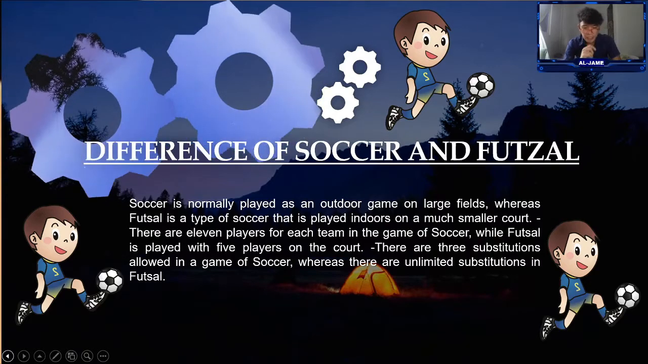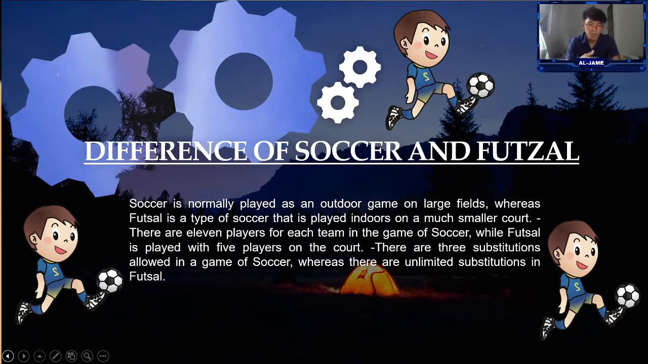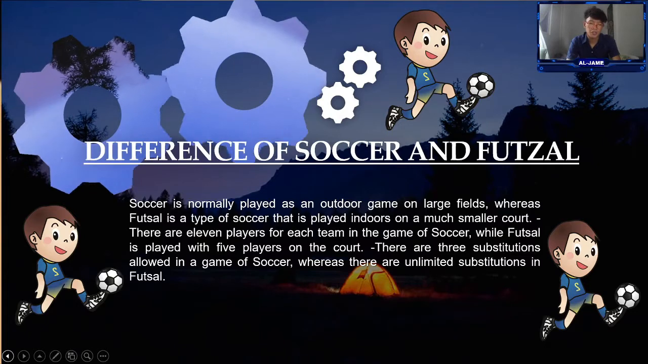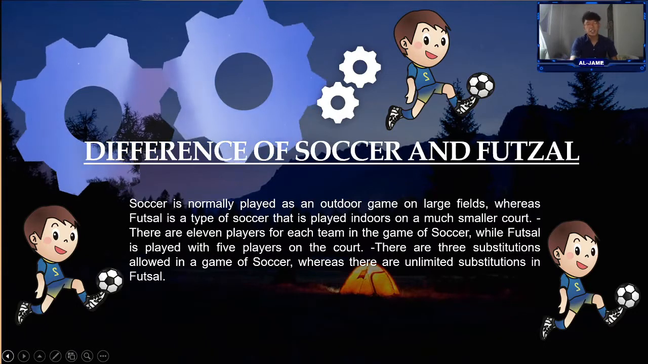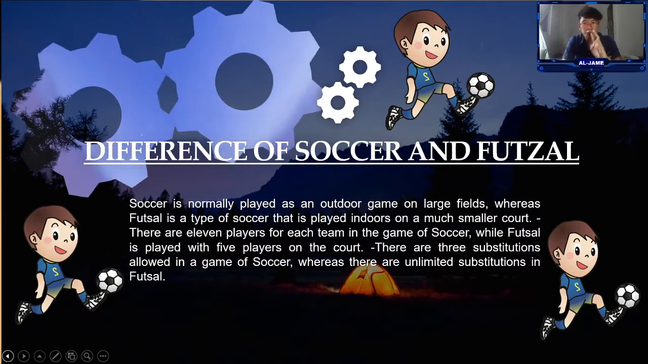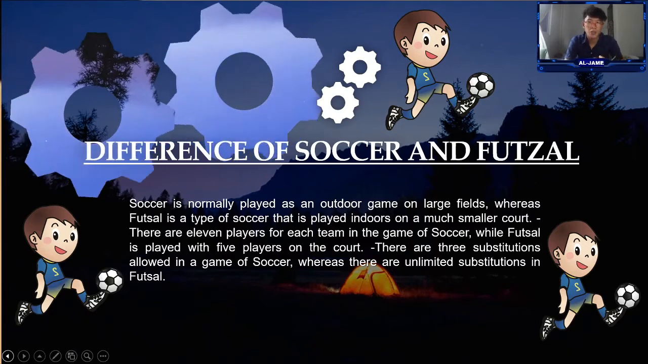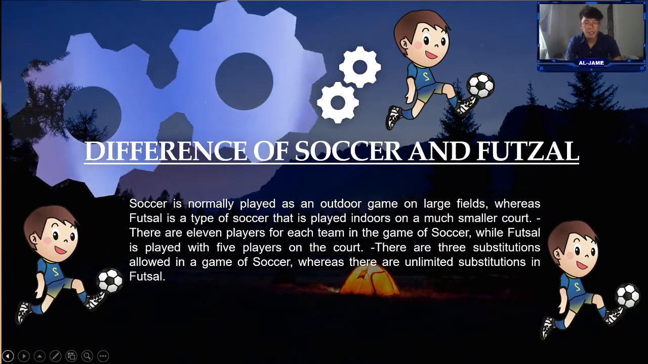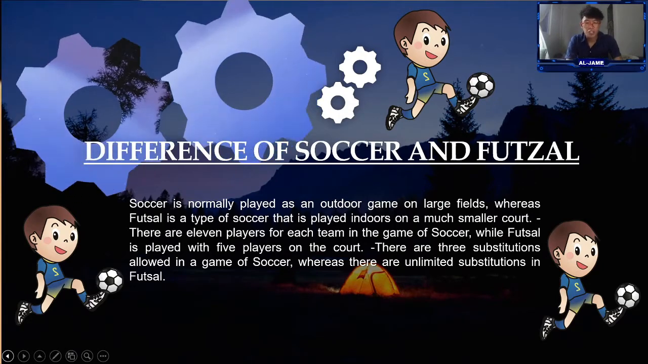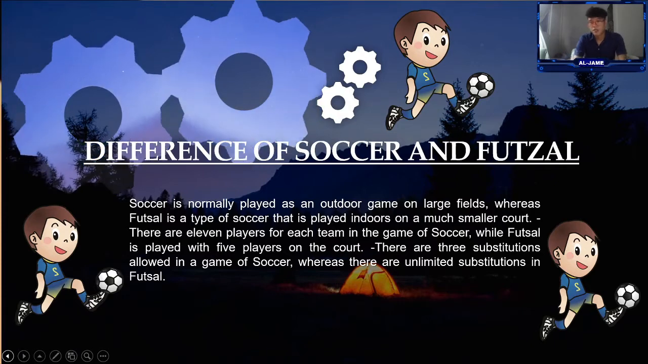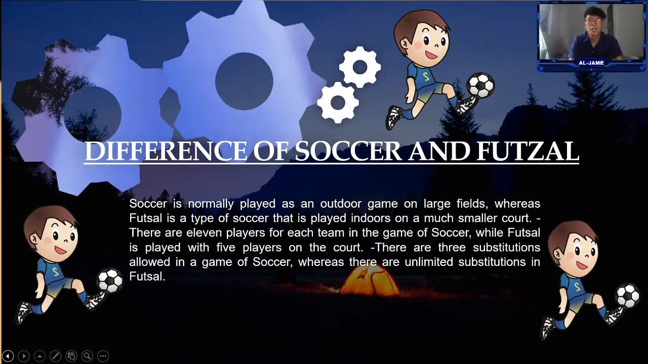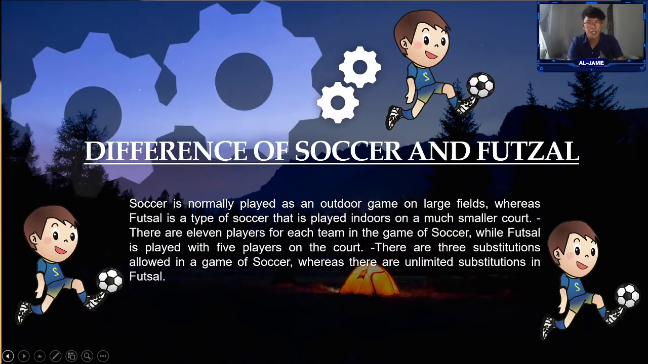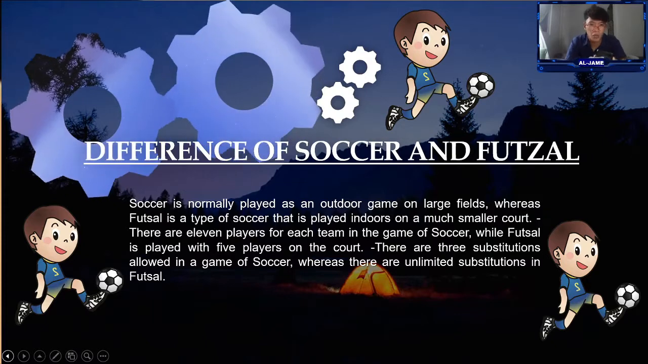The difference is that futsal is a type of soccer that is played indoors on a much smaller court. There are 11 players for each team in the game of soccer. Now, if we notice, futsal has only 5 players. However, in soccer there are 11 players for each team in a game. Again, soccer is normally played as an outdoor game on large fields, whereas futsal is a type of soccer that is played indoors on a much smaller court.